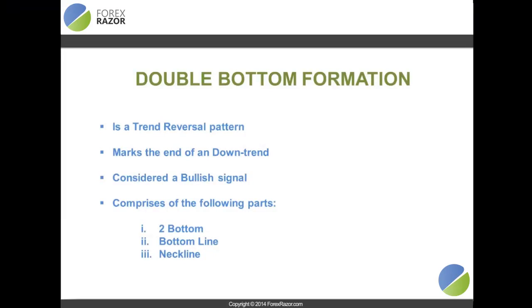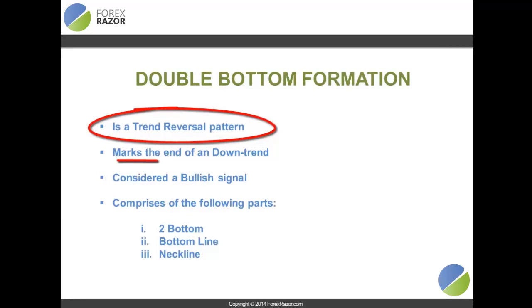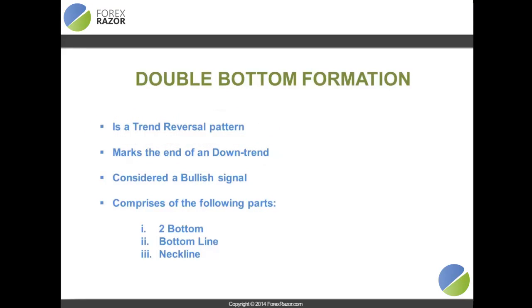Next we have the double bottom formation. Double bottom is a trend reversal pattern which marks the potential end of an ongoing downtrend. Identification of this pattern in a price move is considered a bullish signal, indicating a trend reversal from selling towards buying. The double bottom pattern consists of two bottoms, the bottom line and a neckline. Let's discuss this pattern in more detail now.